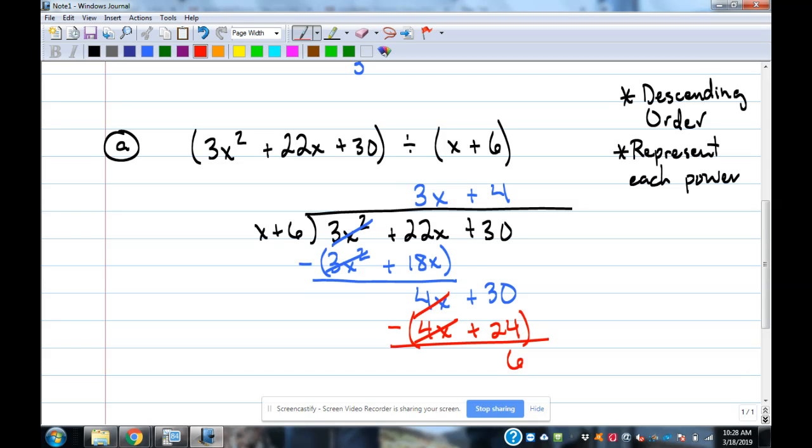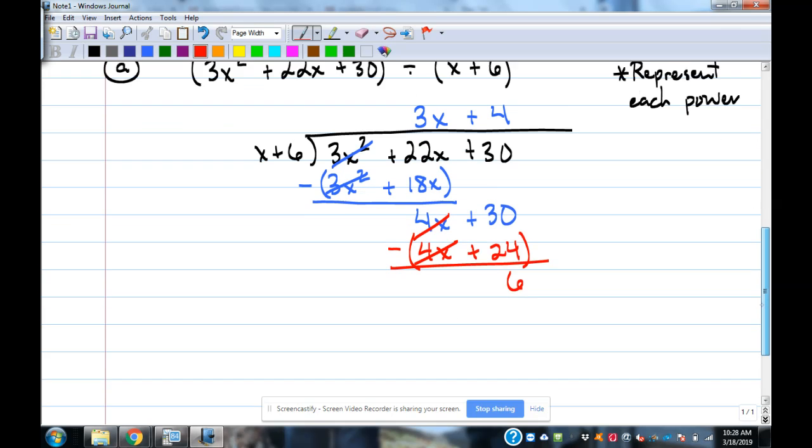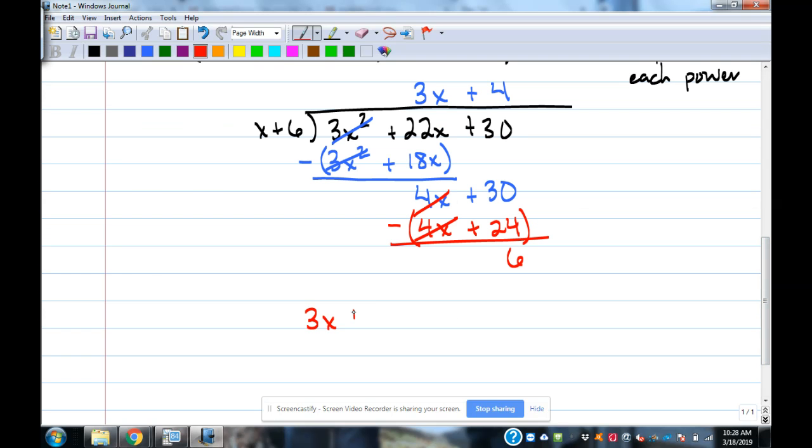There's not another number I can bring down. Also, I've got an x there. There's nothing I can multiply x by and get 6, right? So that's also, there's not another number to bring down, and I can't multiply something times x and get that, okay? So that's my remainder. The way I'm going to write my answer is I'm going to write 3x plus 4 plus 6 over the divisor, x plus 6.